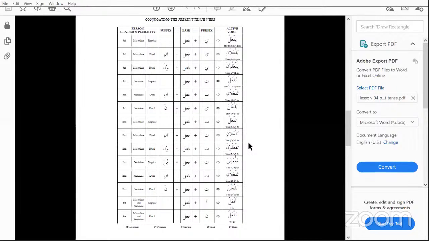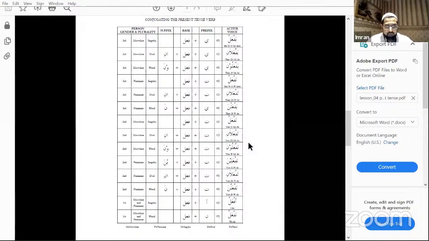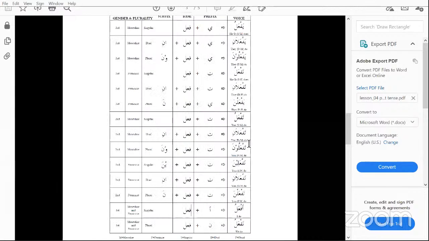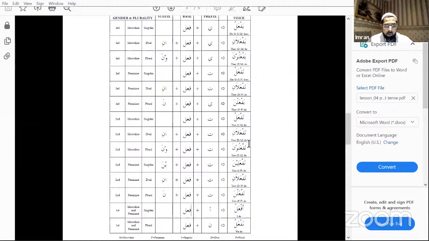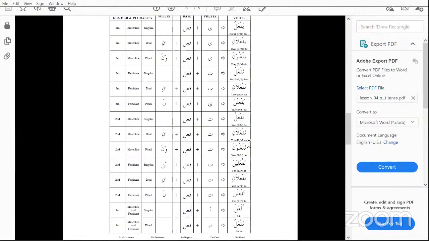So it's like that. And then we've got yaf'alna. Is that right? Yaf'alna. Yes. Correct. Okay. And then taf'alu is the male singular, and it's a bit like the female. Isn't that right? Yeah, the female singular. Okay. Correct. Taf'alani is the dual you.